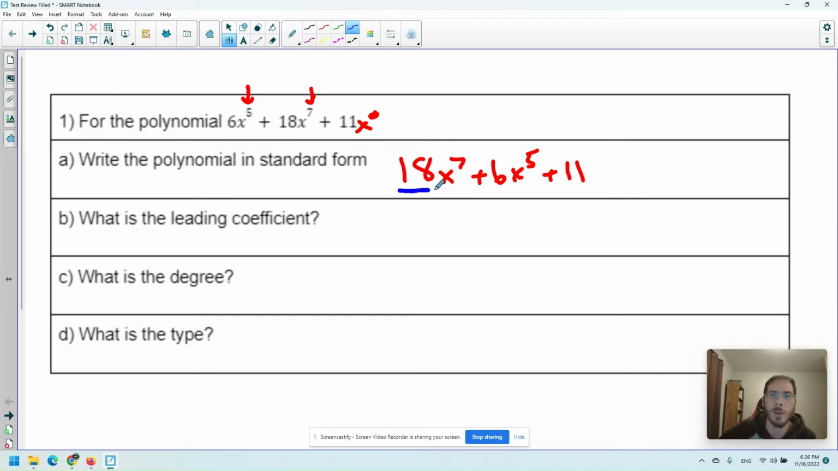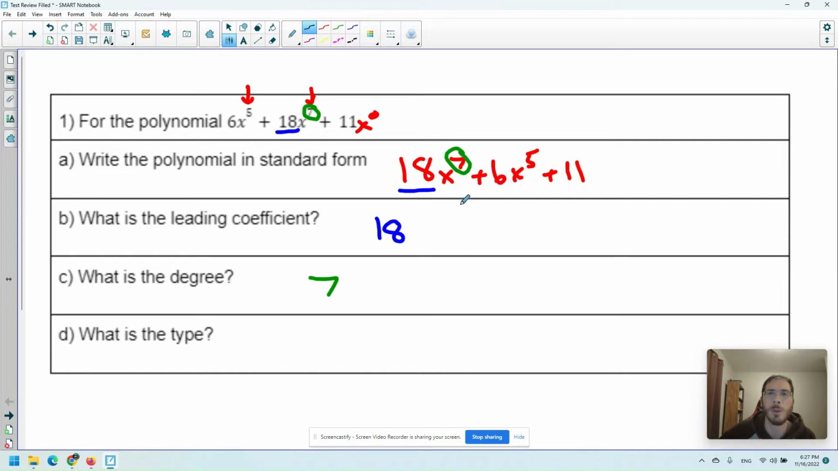Since I'm in standard form, I can just read the first number. It's 18. You could also look at the highest exponent, and then take that coefficient. The degree is going to be the highest exponent that we have, so that's 7. Again, I can look for the highest exponent, but it's always going to be the first term if it's in standard form already.